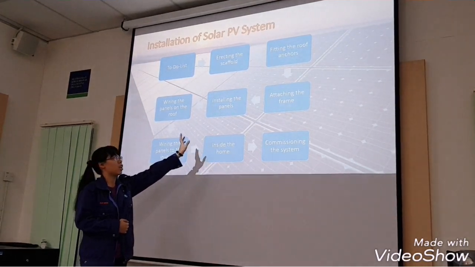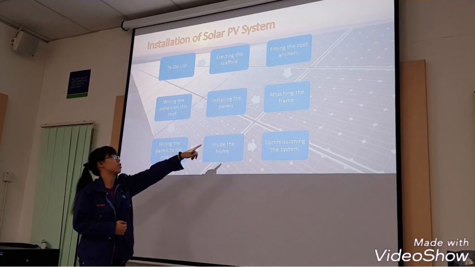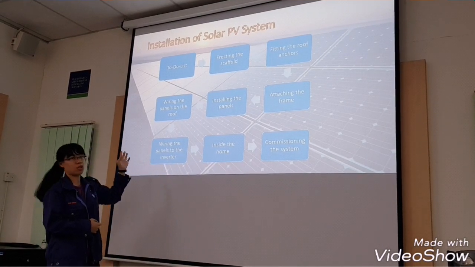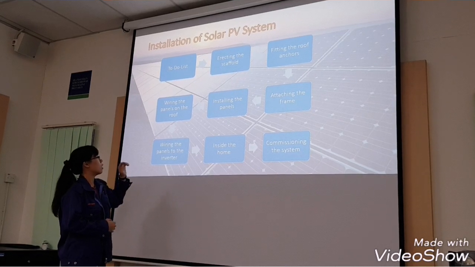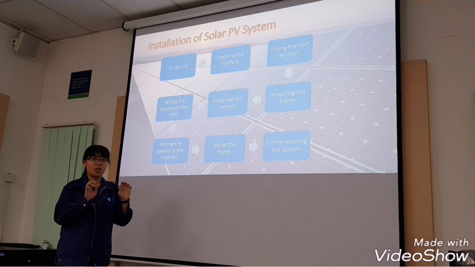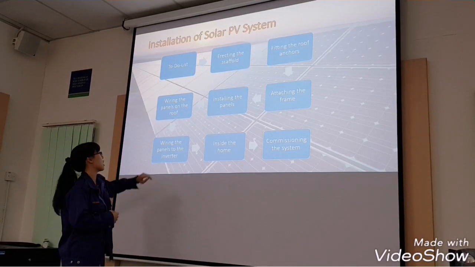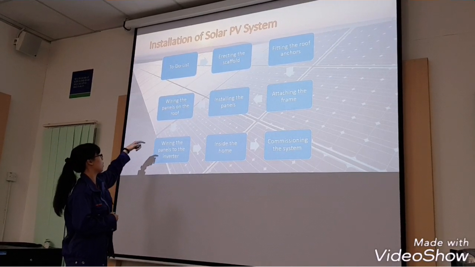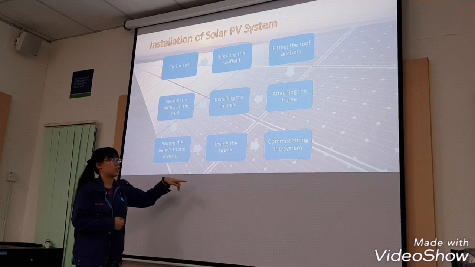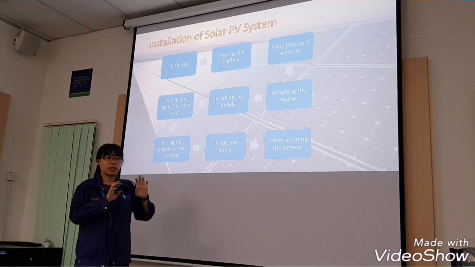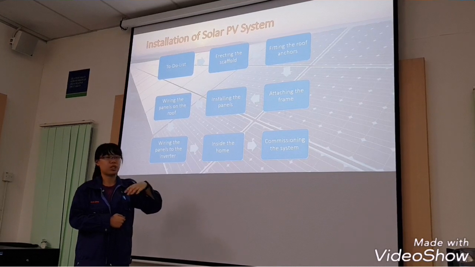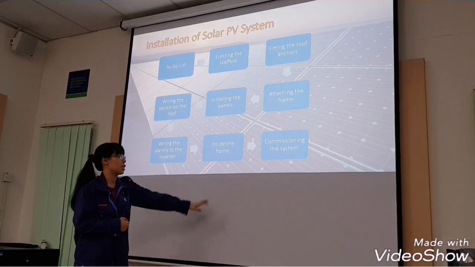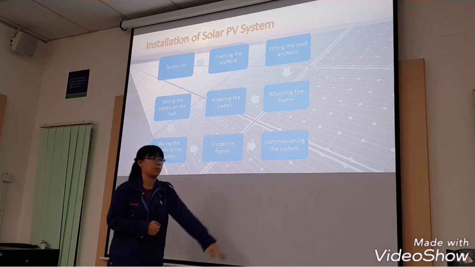We will lock the panel into the frame. After that, we wire the panels on the roof. After that, wiring the panels to the inverter, which goes on at the same time as wiring the panels on the roof. Then inside the roof, they connect the panels to the home, which generates the electricity. And the last one is commissioning the system.